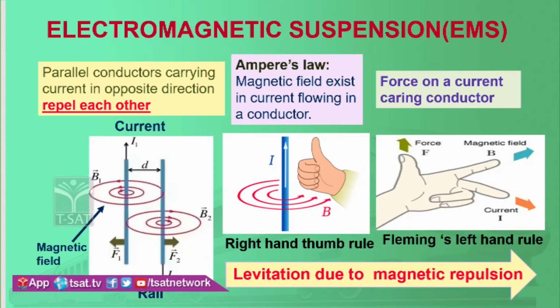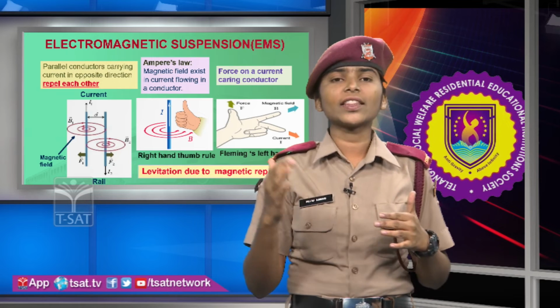Let me clearly explain the electromagnetic suspension system. Everyone knows that the train tracks are parallel to each other, and they never intersect with each other. If they intersect, accidents may occur. So we always see the parallel lines in the train track.